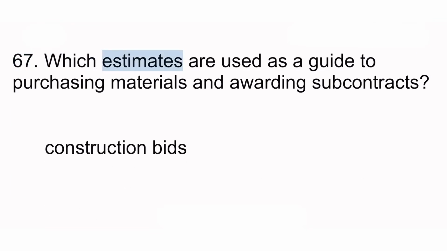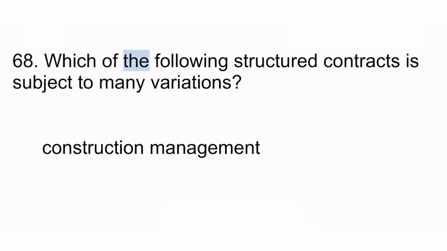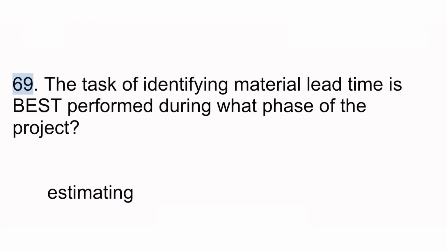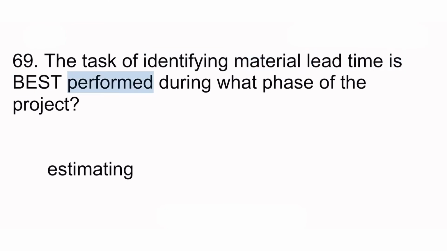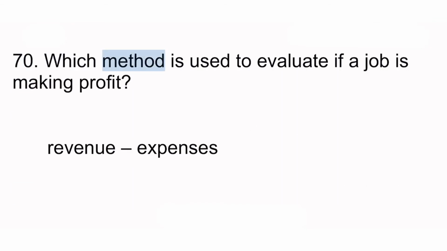67. Which estimates are used as a guide to purchasing materials and awarding subcontracts? Construction bids. 68. Which of the following structured contracts is subject to many variations? Construction management. 69. The task of identifying material lead time is best performed during what phase of the project? Estimating. 70. Which method is used to evaluate if a job is making profit? Revenue, expenses.